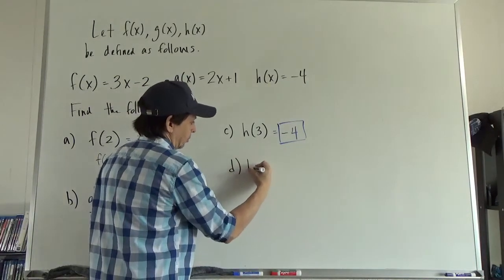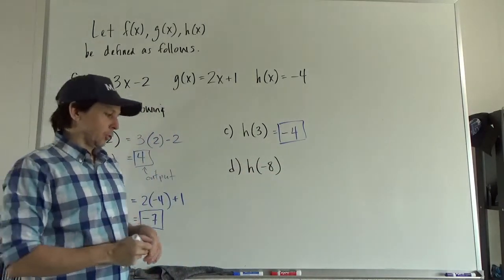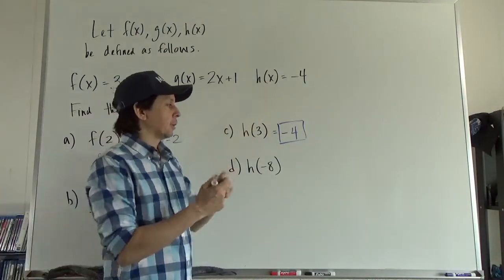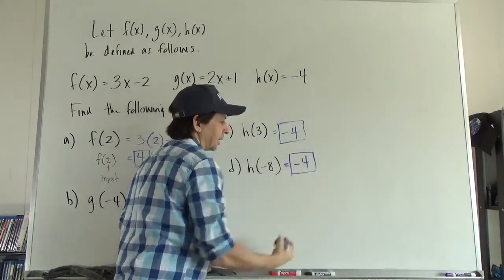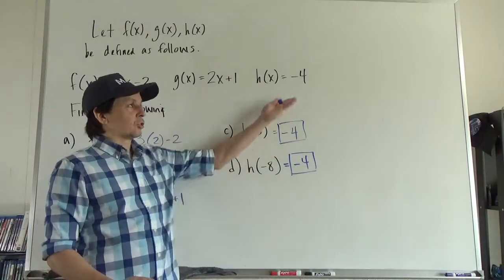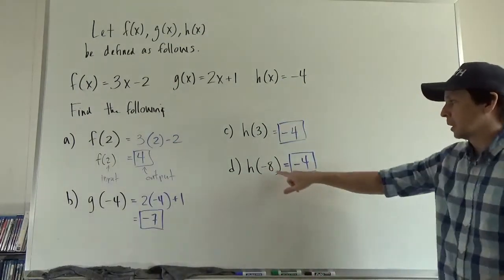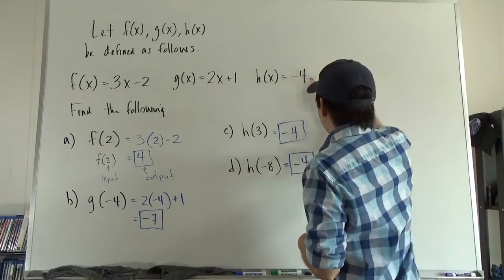D, h of negative 8. You take negative 8 and you plug it in for x on the right, but again, there is nothing to plug in on the right. It's still just negative 4. H of anything is just negative 4, so you don't do anything with this one. Again, you're not multiplying negative 8 times negative 4. It doesn't say to multiply your input variable. It just said is a constant output.